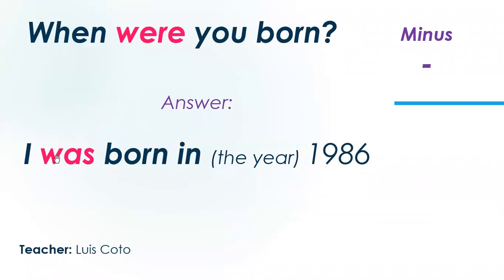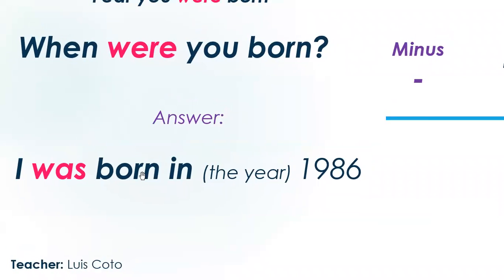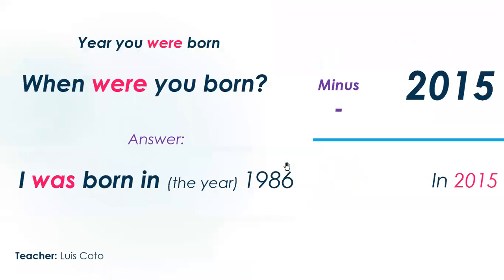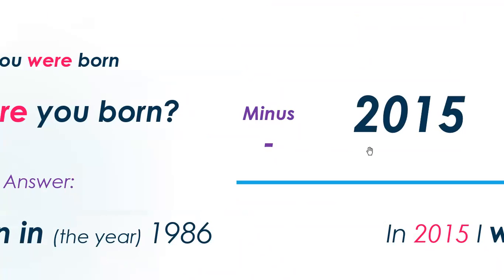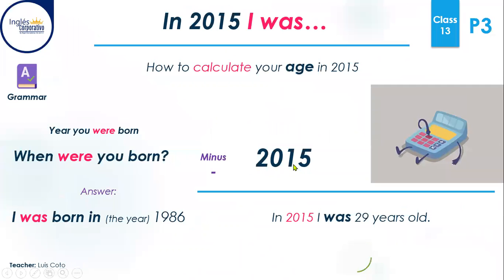I was born in the year 1986. Okay, so you're going to do a subtraction. You're going to calculate using the minus. Va a calcular usando el minus. Okay, 1986 minus, check, 2015. So the answer is.